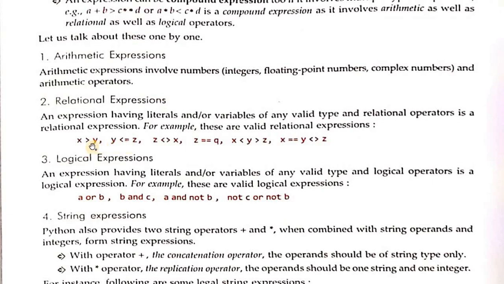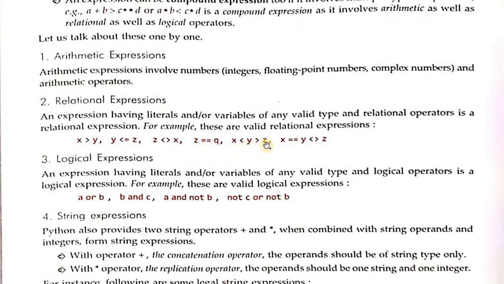x is greater than 2y. So this is the relational operator, greater than; less than or equal to, y is less than or equal to z. Look at here, this is the relational operator. Look at here, this is the not equals to sign, so z not equals to x. Okay, z equals to q.